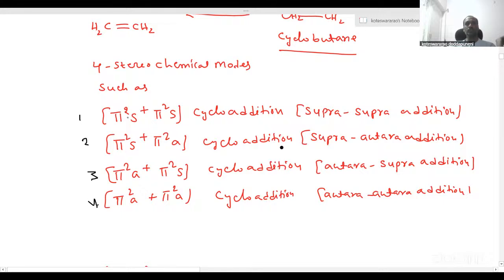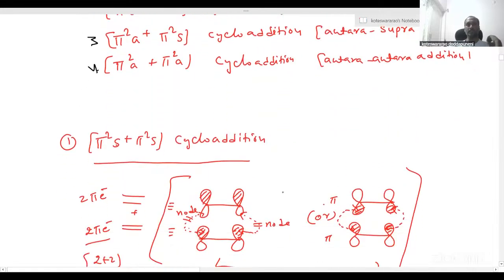What are the four? Supra addition: pi 2s plus pi 2s cycloaddition. Supra antara addition: pi 2a plus pi 2s cycloaddition. Antara supra addition: pi 2s plus pi 2a cycloaddition. Antara antara addition: pi 2a plus pi 2a cycloaddition. Right.